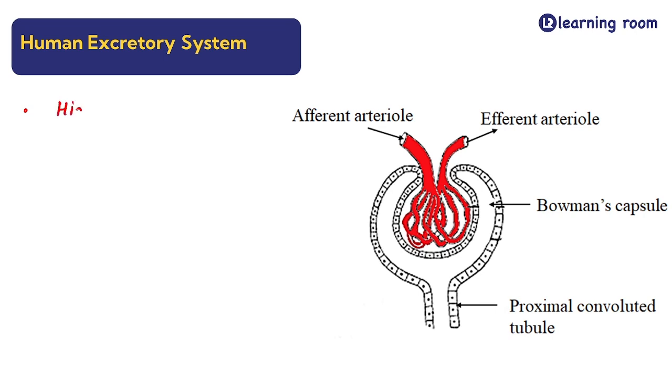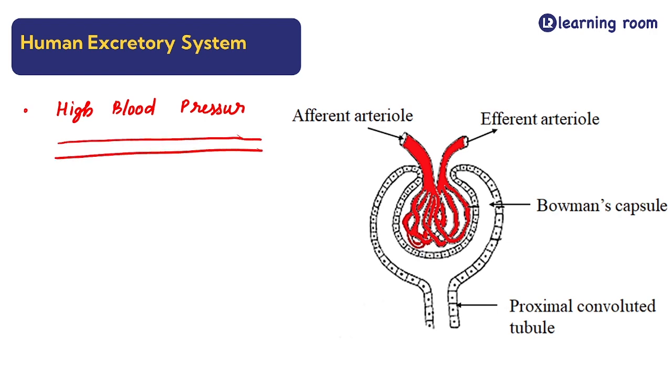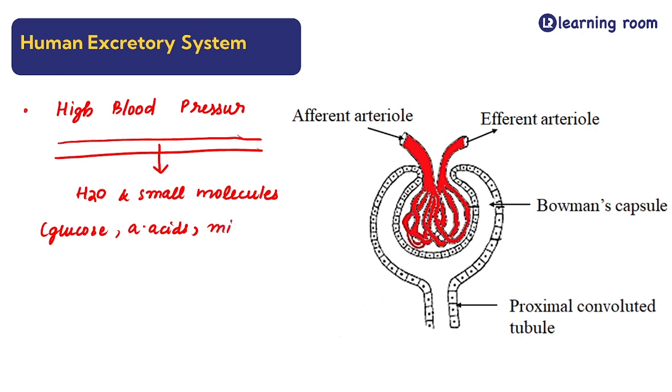Simply put, the high blood pressure that is present inside the capillaries forces out the water and the small molecules, for example, glucose, amino acids, mineral salts, and any nitrogenous waste products such as urea, ammonia, etc., into the Bowman's capsule.